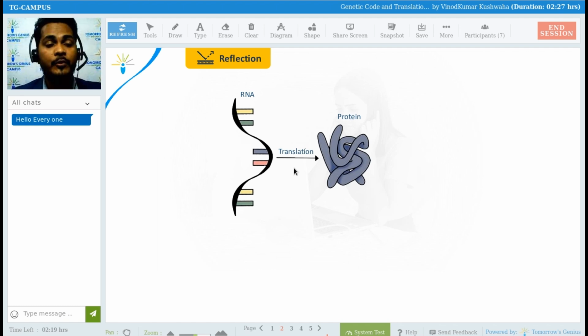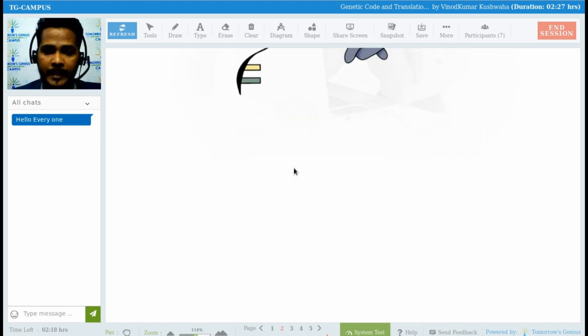So we will see what the actual process of translation is, and what the basic requirements for translation are, like there are ribosomes and all, what is needed to complete that process, right? But before that we need to understand one important concept, and that is called the genetic code. Now what is genetic code? This is something we need to understand.